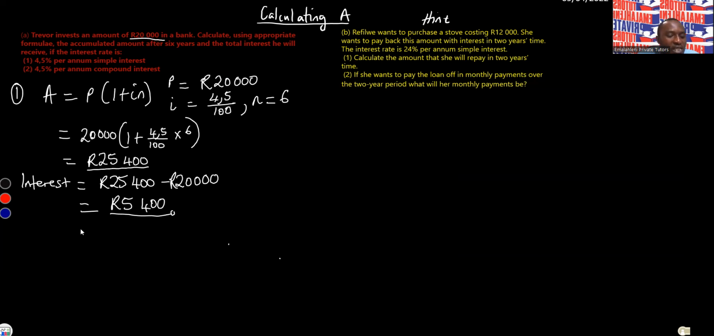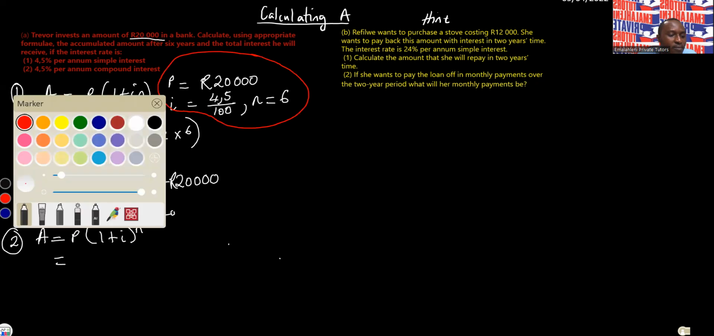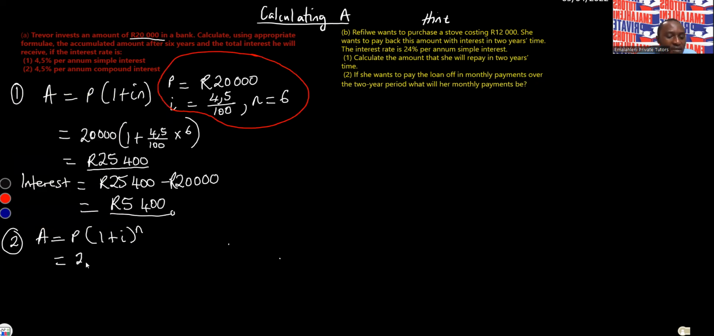Then let's look at the second question, number 2. Number 2, we are using compound interest here. So the compound formula is P times (1 plus our I, our interest) to the power of N. So the N is the power. Now, we are going to substitute the values. You are going to use the same values that were given here, so you must stick to that. Let's have 20,000 here, in bracket 1 plus our I, 4.5 over 100, in bracket to the power of 6.